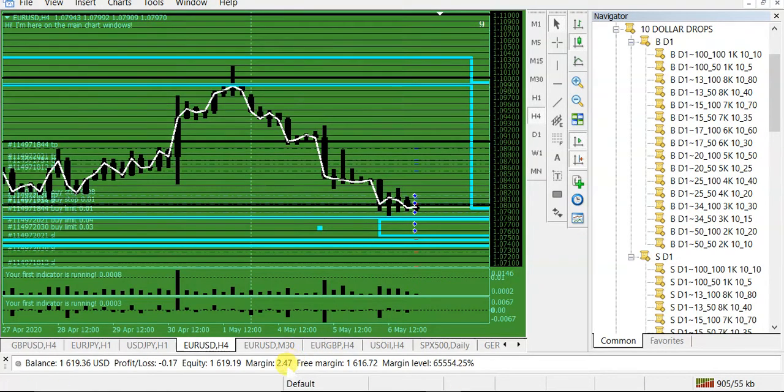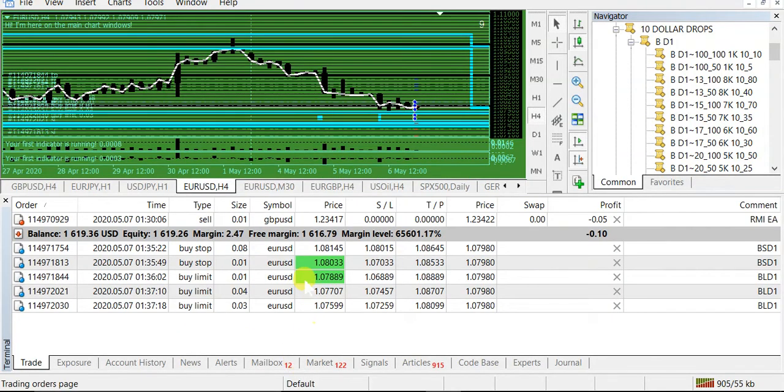Looks like they just filled me, right? So I just got filled on that buy stop because I put it so close. I'm sorry, the buy limit, I put it so close, they just filled me. Now the spread is just under a pip.